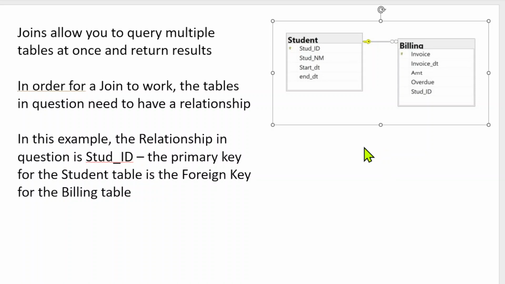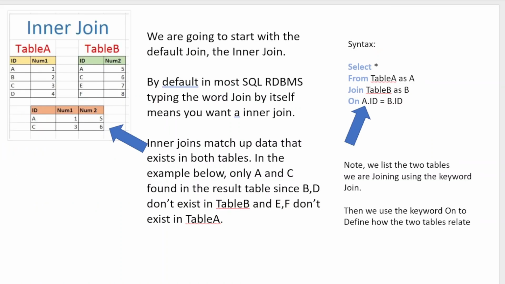As you'll see in a second, in the example here, the student ID is the primary key in the student table and is the foreign key in the billing table. So the first type of join we're going to tackle is the inner join. The inner join is the default join. By default, if you type in join as code, that's what you're going to get in most SQL RDBMSs.